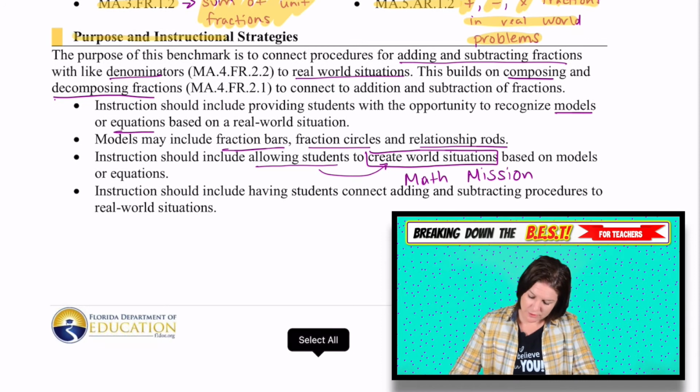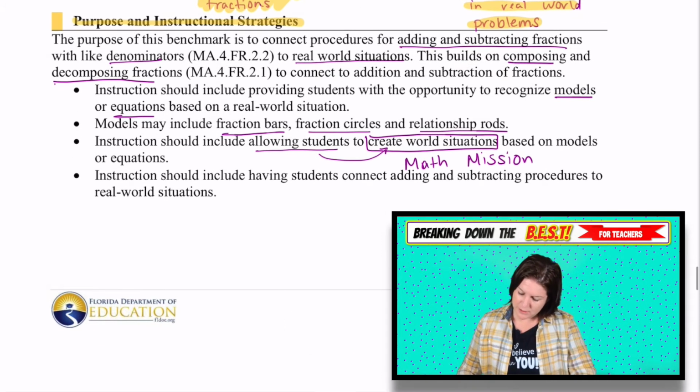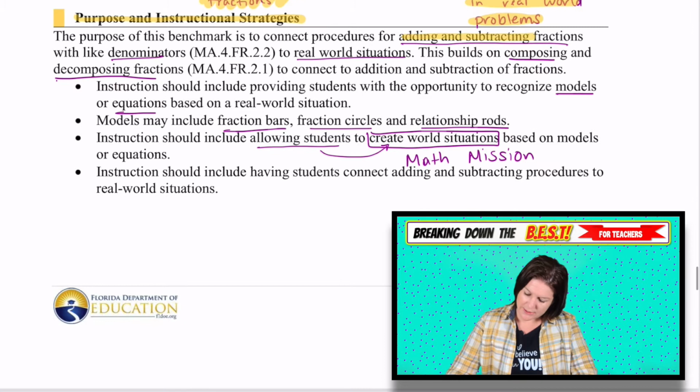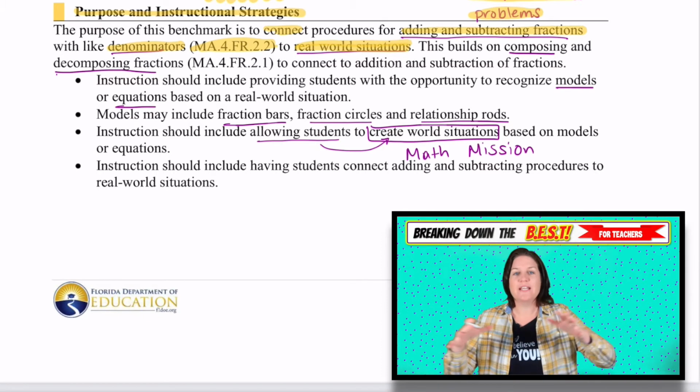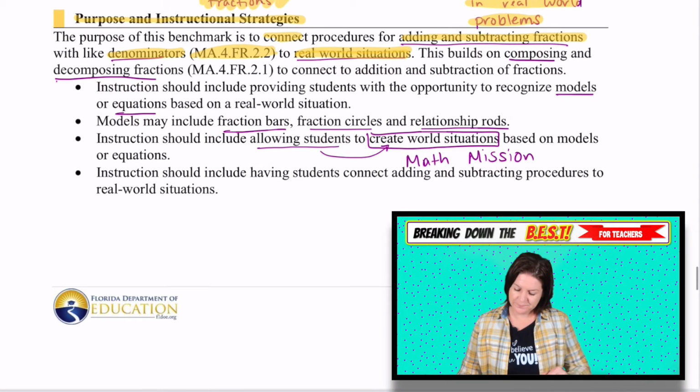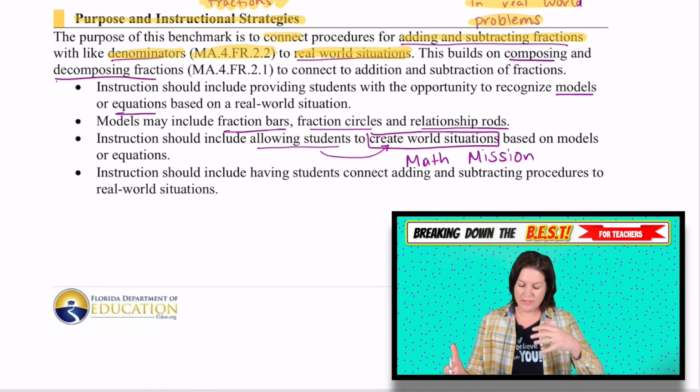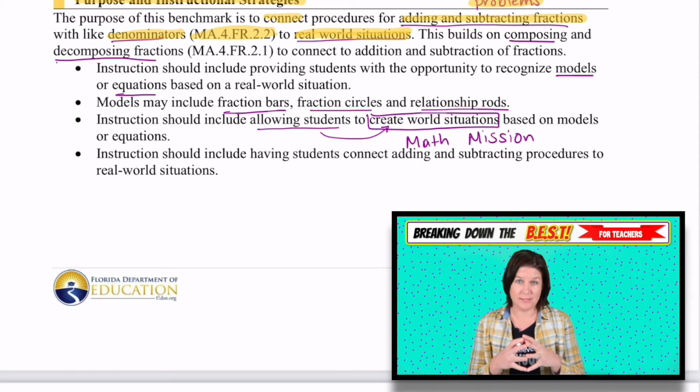Purpose and instructional strategies. What jumped out at me? We are adding and subtracting fractions with like denominators to real world situations. We're connecting it. So we had this standard right here, which was adding and subtracting fractions, and now we're just putting it into a real world situation. So really, this standard and 4.F.R.1.2 go together real well. I would teach them at the same time, actually.